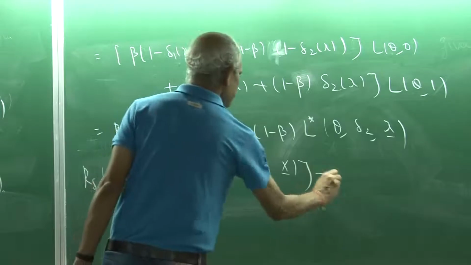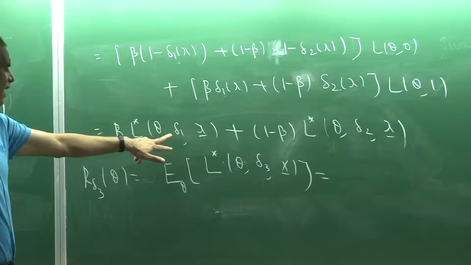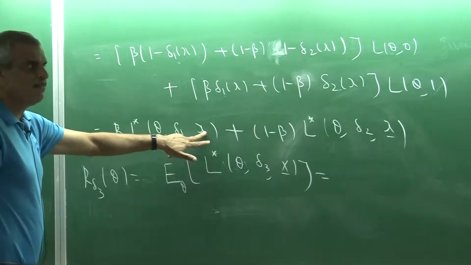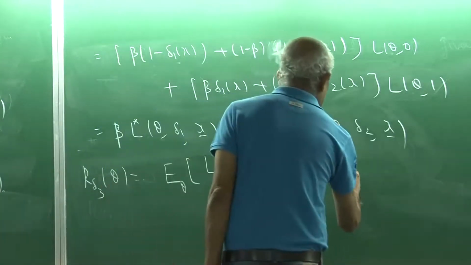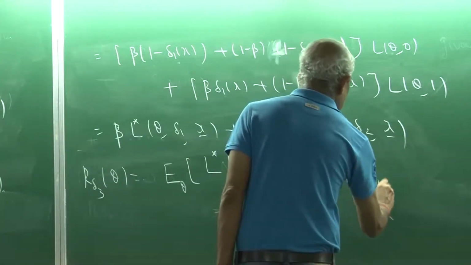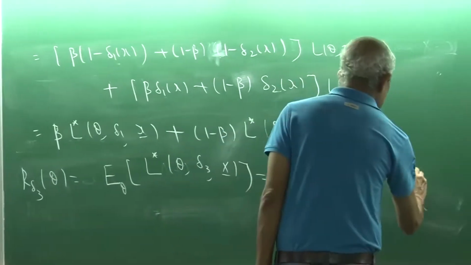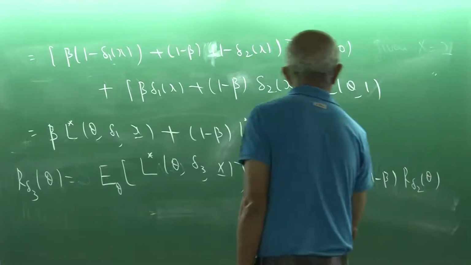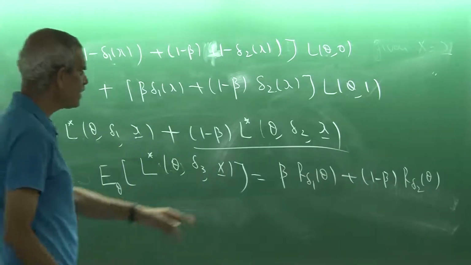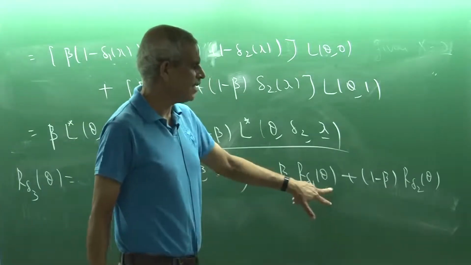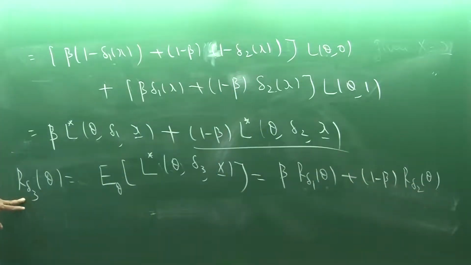And this turns out to be, from here, beta is a constant, so beta times expected value of L star theta delta 1x, which is nothing but the risk of decision rule delta 1. So beta times R delta 1 theta plus 1 minus beta times R delta 2 theta. Right? So what does this say? That the quantity beta times R delta 1 theta plus 1 minus beta R delta 2 theta is nothing but the risk of decision rule delta 3.